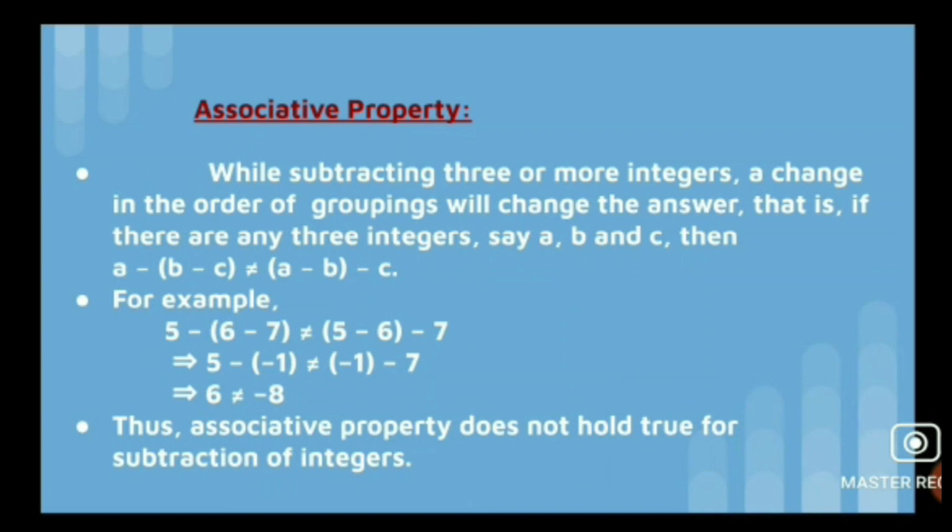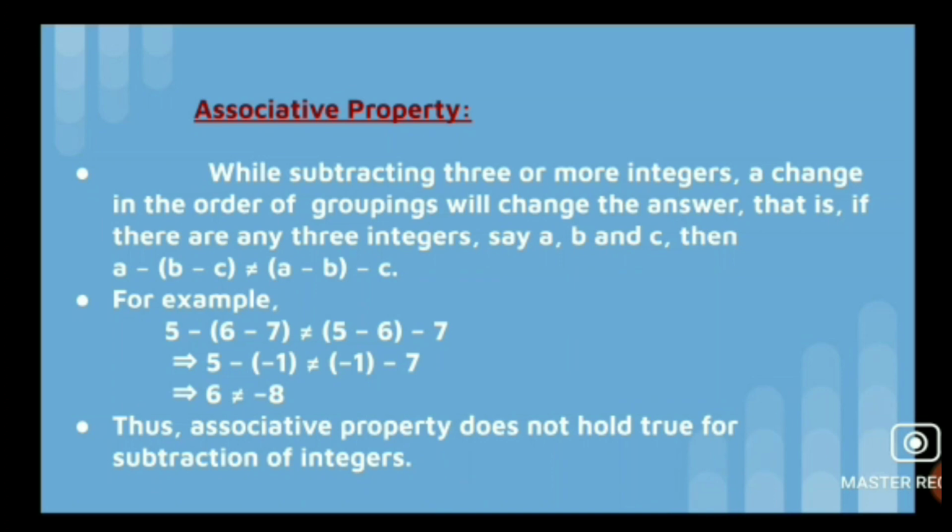Next, associative property. If it is not possible for two integers, surely it is not applicable for three integers. While subtracting 3 or more integers, a change in the grouping will change the answer. That is, if there are any three integers, say a, b and c, then (a minus b) minus c is not equal to a minus (b minus c). For example, (5 minus 6) minus 7 is not equal to 5 minus (6 minus 7). So first we can solve the left hand side. So 5 minus 6 is equal to minus 1.